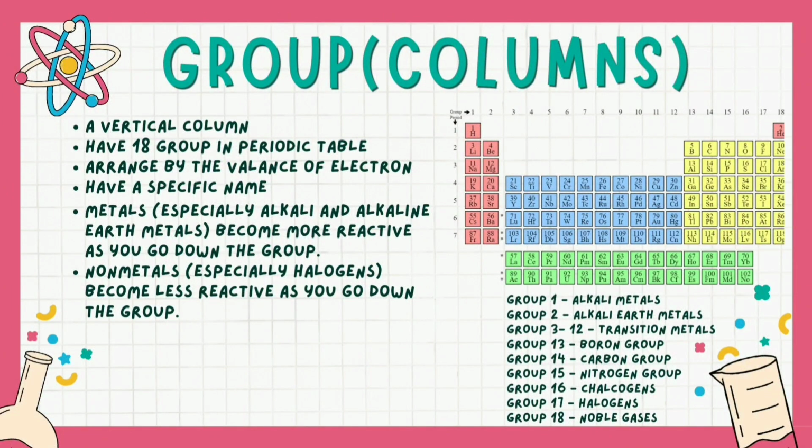A group is a vertical column. There are 18 groups, and each has a specific name in the periodic table. The elements are arranged by the number of valence electrons. Metals, especially alkali and alkaline earth metals, become more reactive as you go down the group. Non-metals, especially halogens, become less reactive as you go down the group.